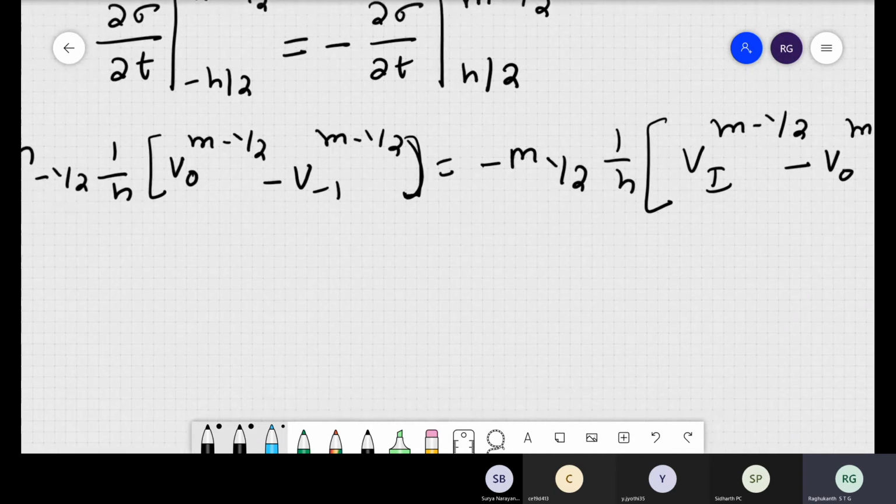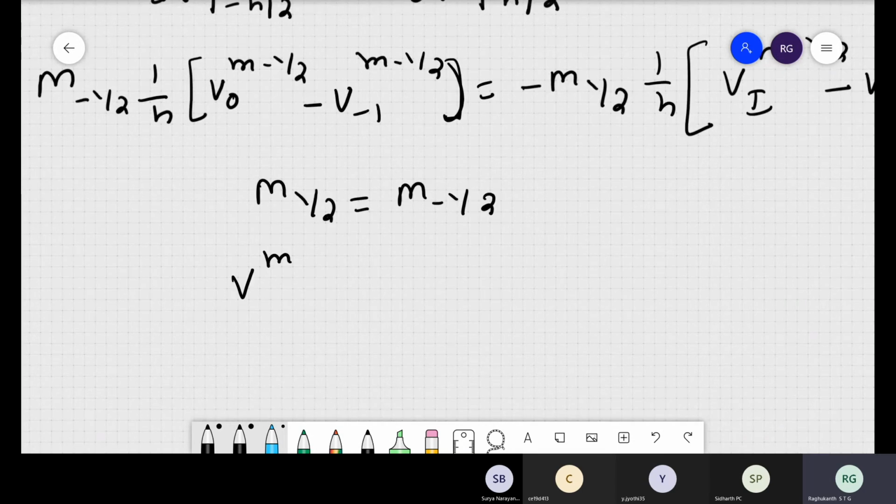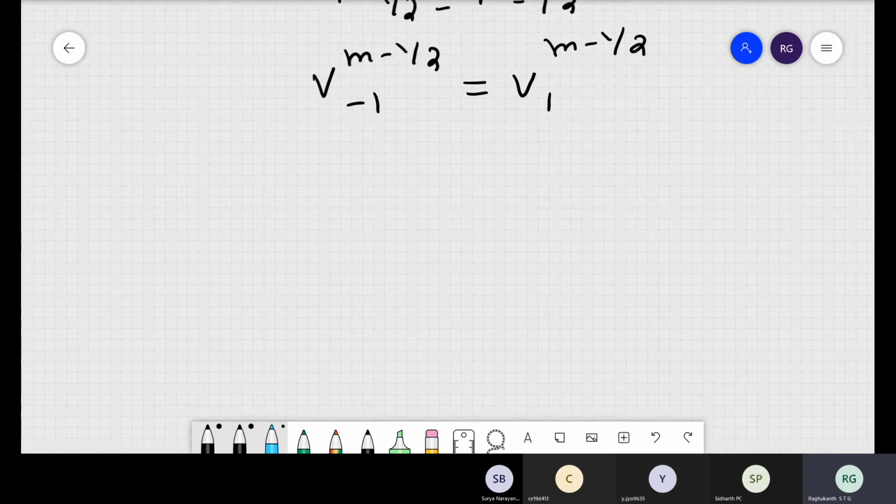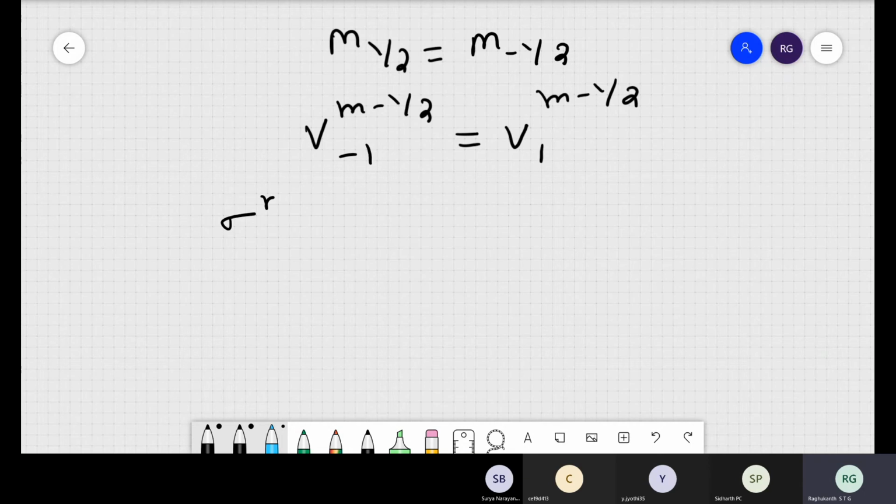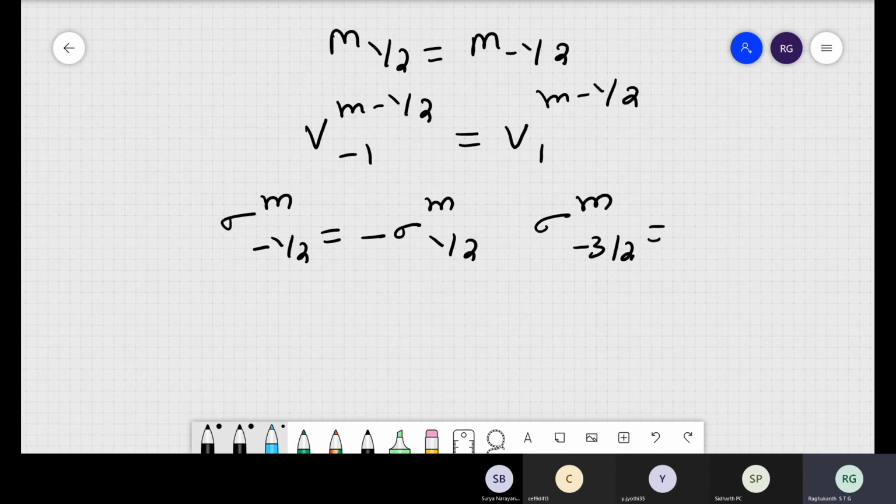So now if you assume that m half is the same as m minus half, one can obtain v^{m-1/2}, so minus 1, then v_1^{m-1/2}. And finally, one can find that the stresses are, okay, σ^m at minus half is the same as minus σ^m at half. Then σ^m at minus 3/2 is the same as minus σ^m at 3/2.